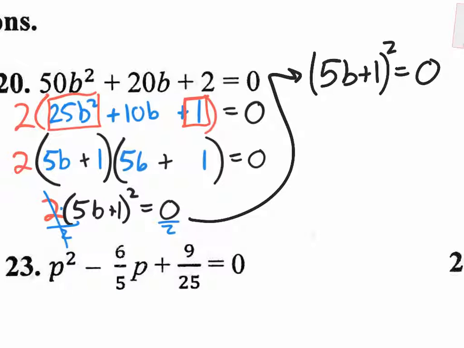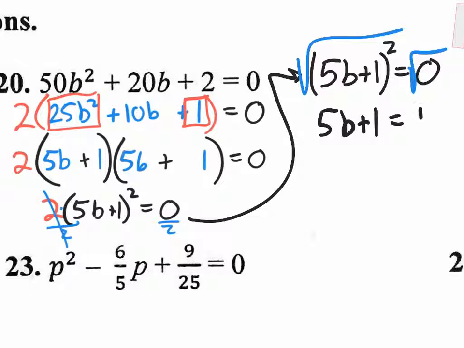To get rid of the square, you're going to do the opposite, which is a square root. And you do end up with 5b plus 1 equals plus or minus 0, because the square root of 0 is 0. Now again, the plus or minus in front of the 0 doesn't make a difference. So if you forgot to put it, in this case, you'd be fine. You'd still get the right answer. But I want you to remember, whenever you apply a square root, put a plus or minus, even if it doesn't make a difference, even if it's 0.